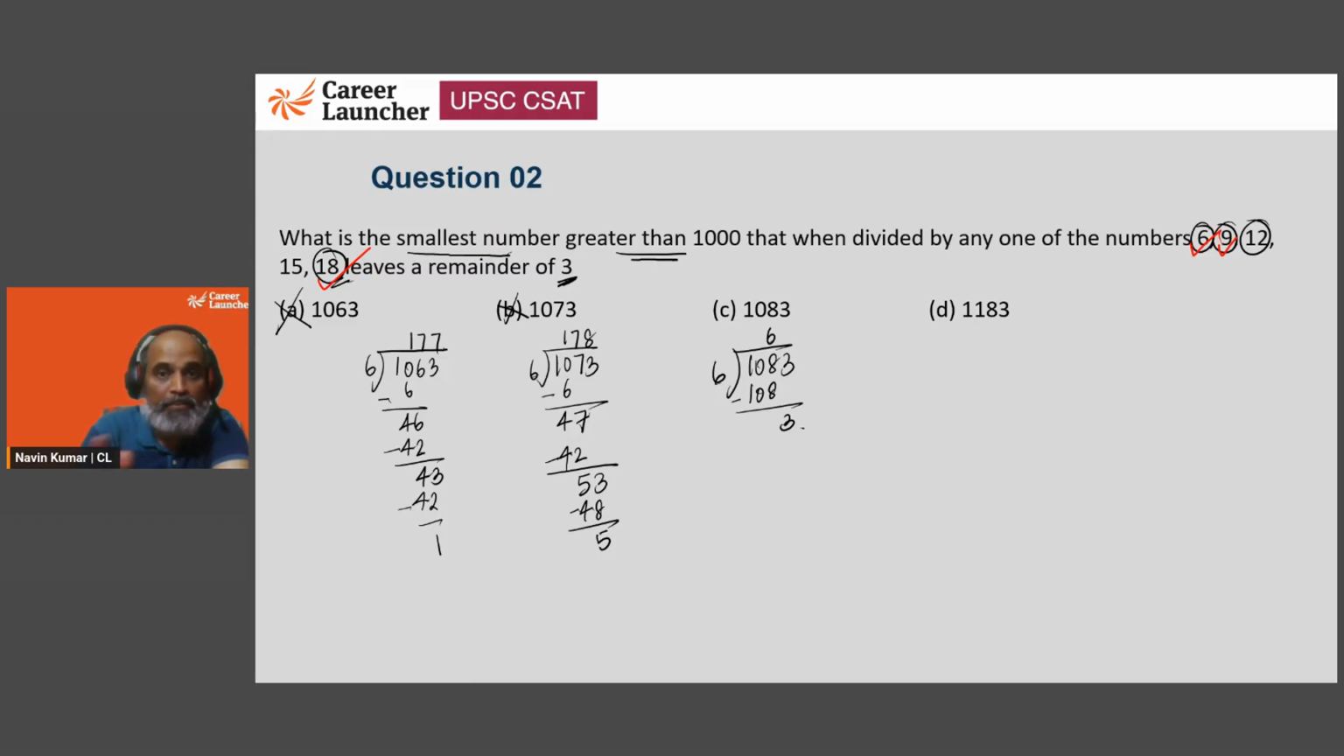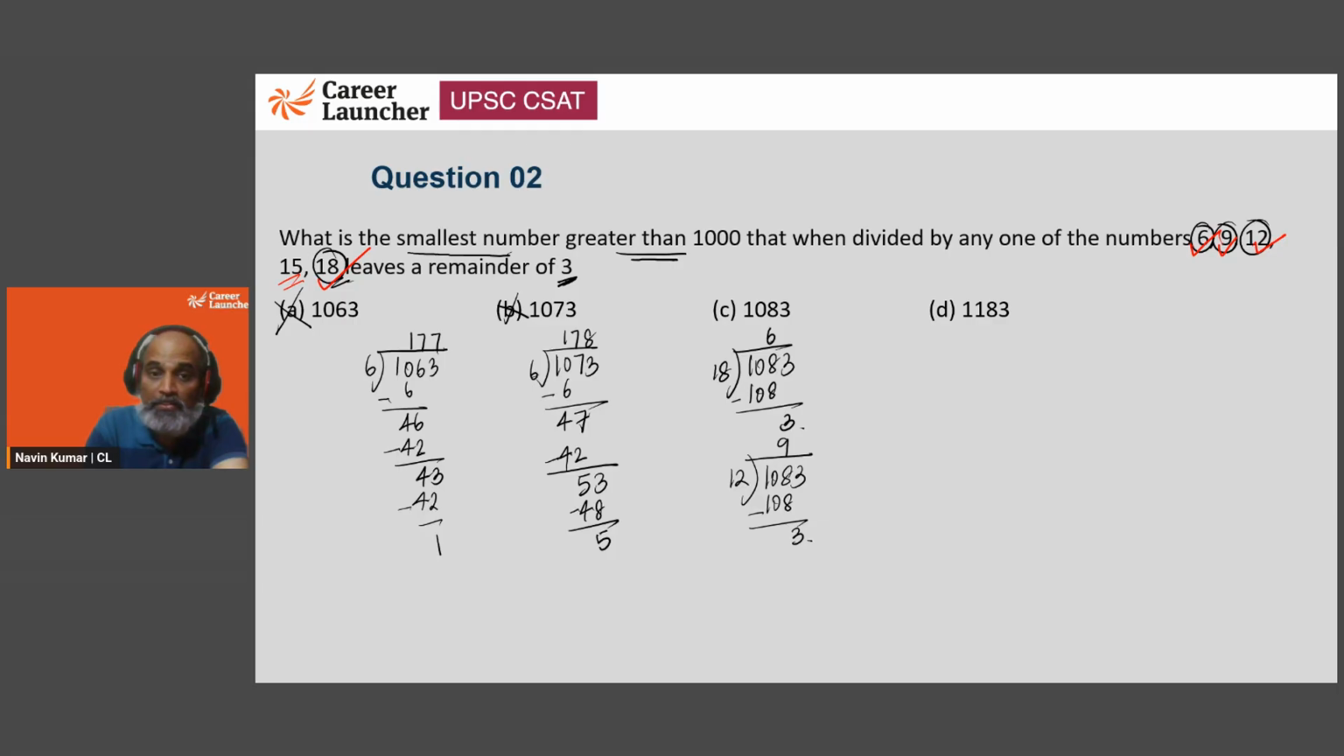Now our turn is to check with 12. So 1083, sorry, this was 18 and not 6. If we divide it by 12, so 12 into 9 is 108, and we get the remainder as 3. So from 12 also we get the remainder as 3.